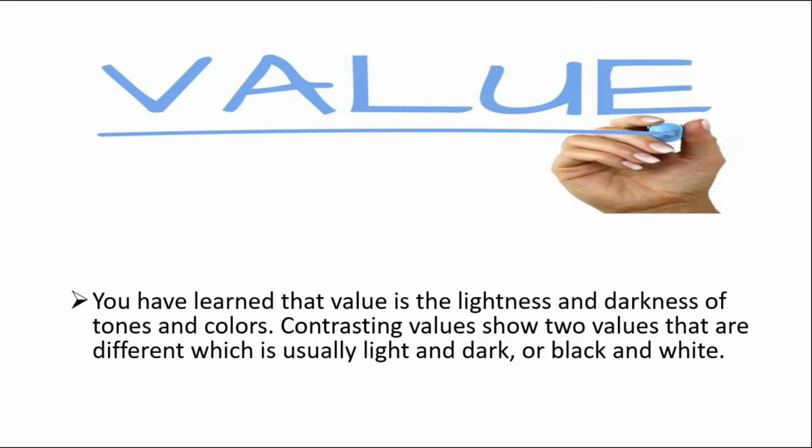The next one is value. You have learned that value is the lightness and darkness of tones and colors. Although value can involve color, it focuses more on the light and dark features of an object. Contrasting values show two values that are different, which is usually light and dark or black and white.